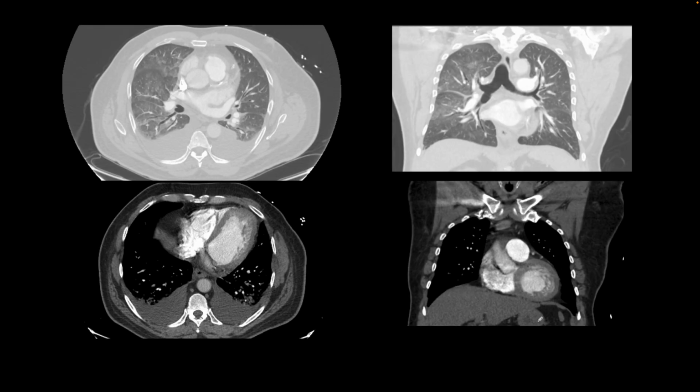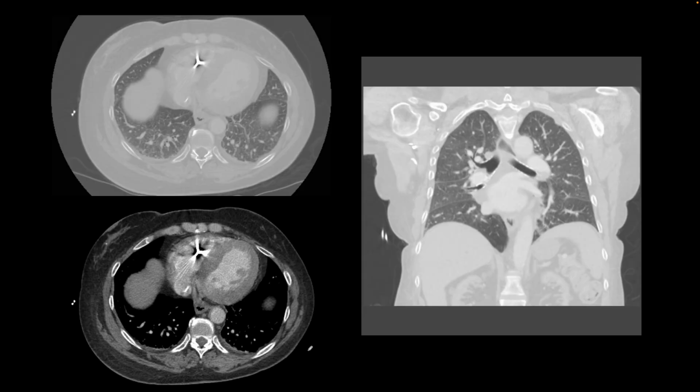All right, so now moving on to what else can we see in these patients. The most common finding seen when the study is negative for PE is heart failure. And so here we see in lung windows interstitial pulmonary edema on the axial and coronal images. We see a dilated left ventricle, and we see bilateral small pleural effusions. Putting everything together, they have congestive cardiac failure.